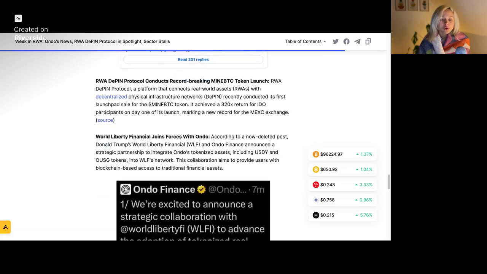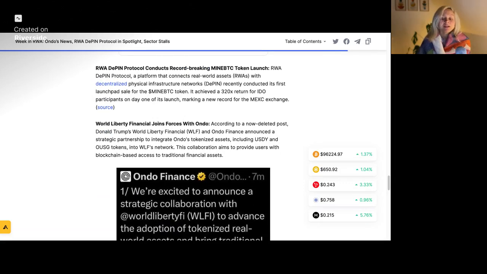RWA DeFi protocol conducts record-breaking mineBTC token launch. RWA DeFi protocol, a platform that connects real-world assets (RWA) with decentralized physical infrastructure networks (DePIN), recently conducted its first launchpad sale for the $mineBTC token. It achieved a 320x return for the IDO participants on the day of its launch, making a new record for the MXC exchange.